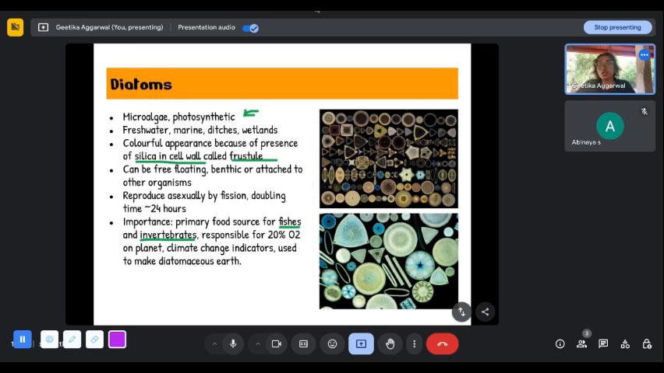Okay. So I was actually talking about diatoms in this slide. I was just mentioning how diatoms are important, and they are used to make diatomaceous earth, which is a very strong absorbent of water and is used in a lot of things like toothpaste and kitty litter and things like that.